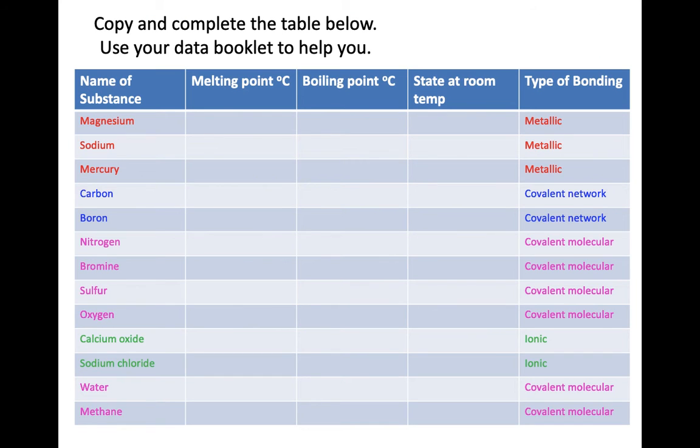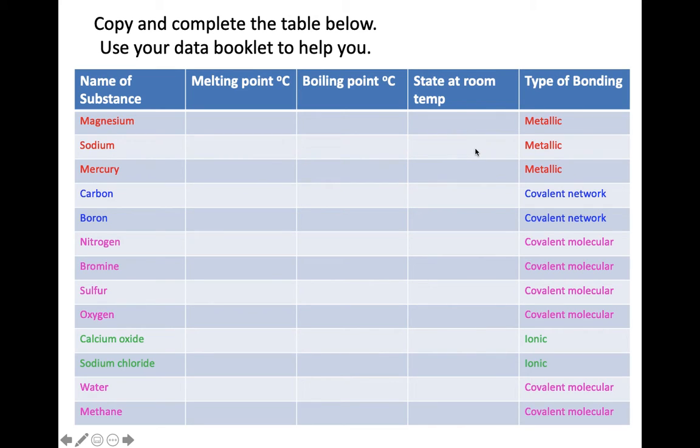So, here is what you have to do just now. Now, this table is included in an assignment in your assignment tab. You're going to pause the video here. You are going to get your data booklet. You should already have it in front of you. You are going to work out the melting and boiling points of all of these substances, from magnesium all the way down to methane. You are going to use the melting and boiling points to work out the state at room temperature.